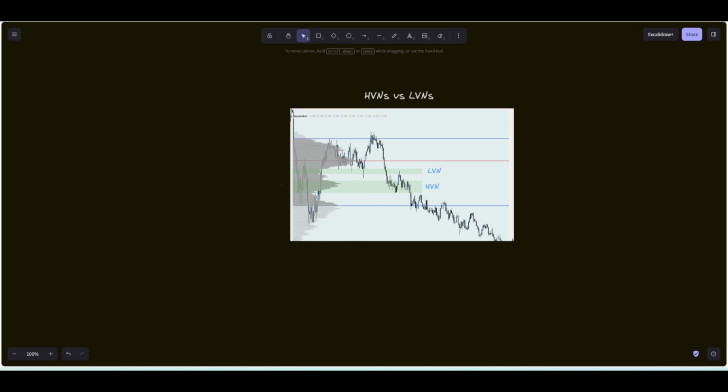Let's talk about high volume nodes. This is where most traders make their first mistake. A high volume node is not simply support. A high volume node is an area of acceptance. The market spent a lot of time there, a lot of contracts traded there, a lot of buyers and sellers agreed there. In other words, the market believes this area is fair value.